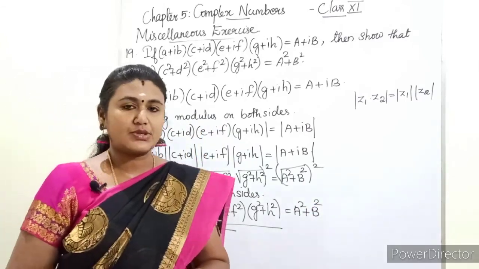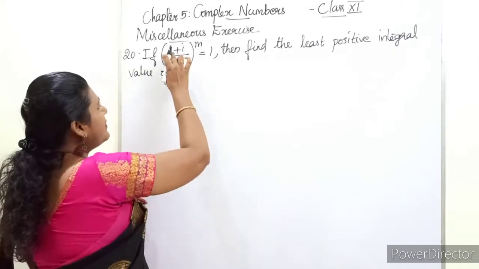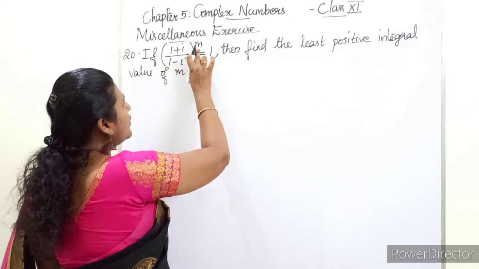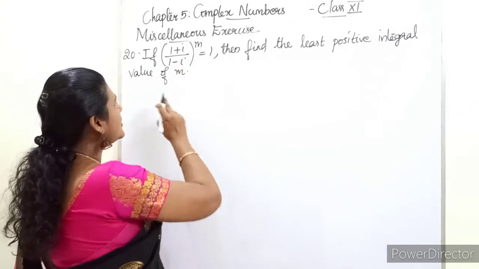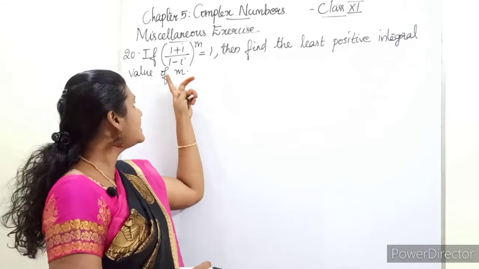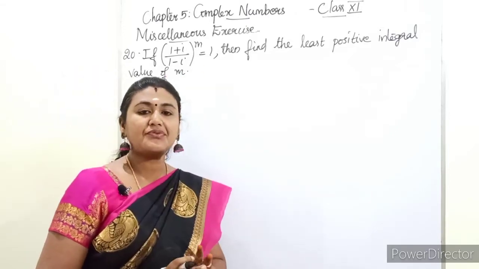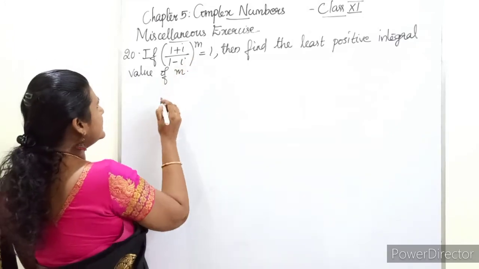Now the next question. So question number 20. If (1 plus i by 1 minus i) the whole power m is equal to 1, then find the least positive integral value of m. So here in this question, this condition is given. We have to find the value of m.